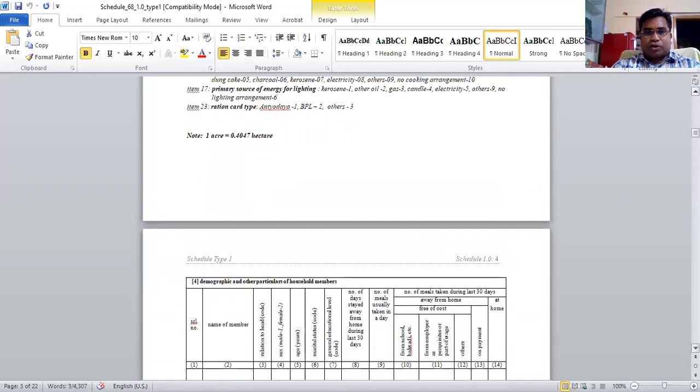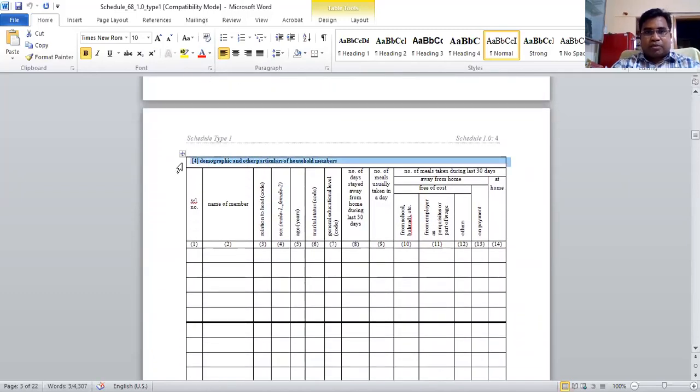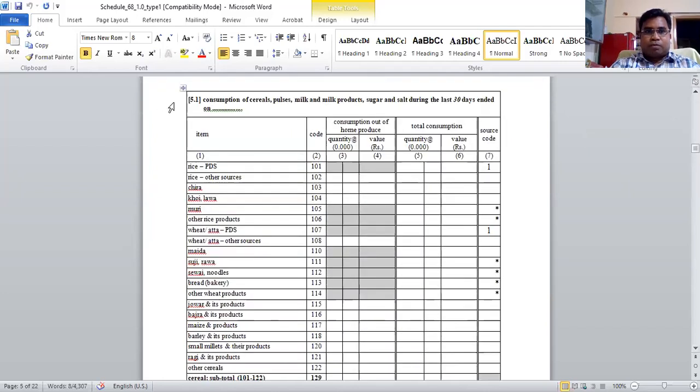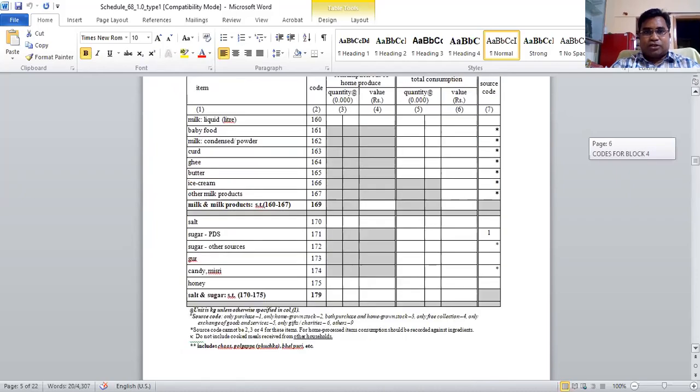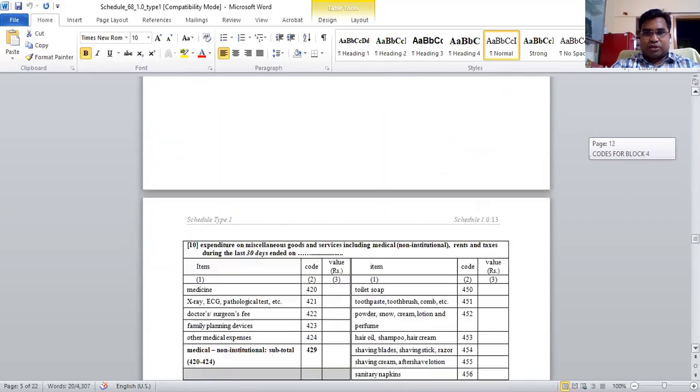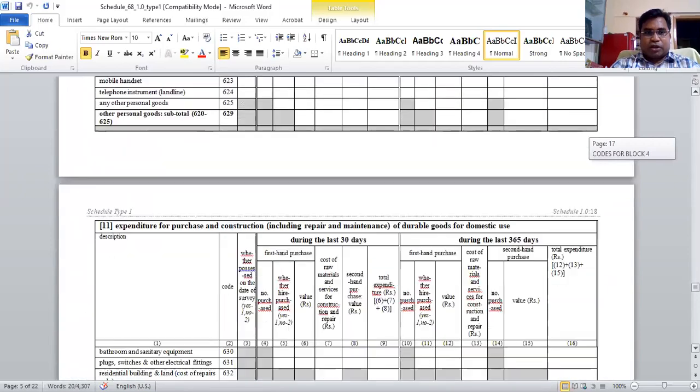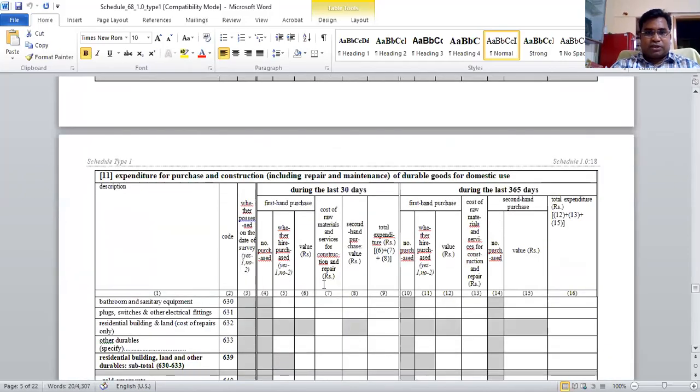If you go to the fourth block, it says demographic and other particulars of the household members. So this fourth block stores information at the individual level, and that is how you can move on. From block number 5.1 onwards, it says consumption of cereals, pulses. So it records household-wise consumption of different items which are listed here. The item-wise consumption and expenditures are recorded till the 11th block.